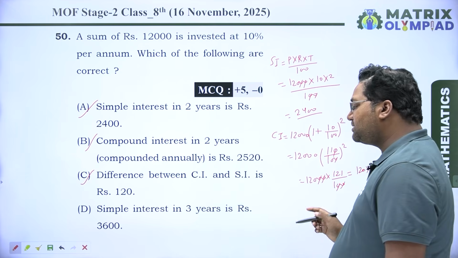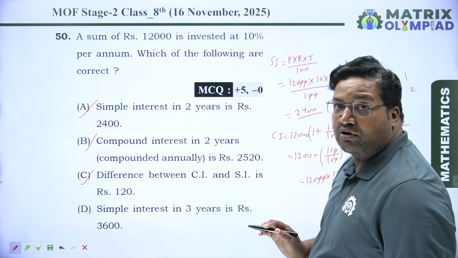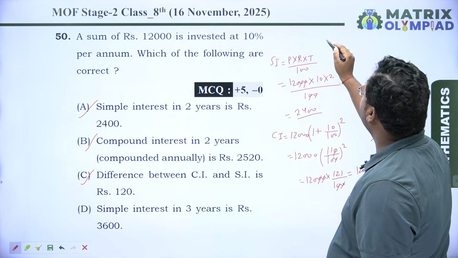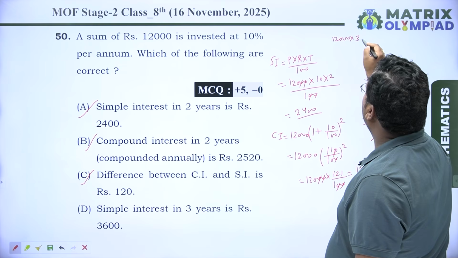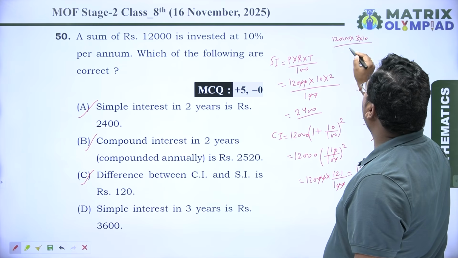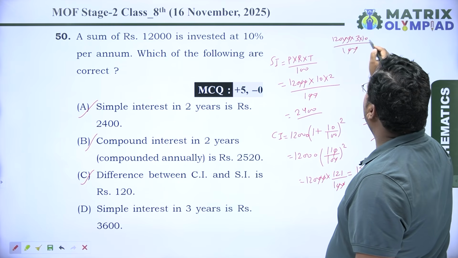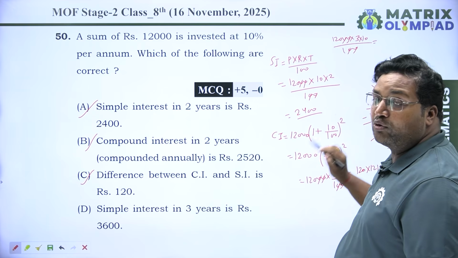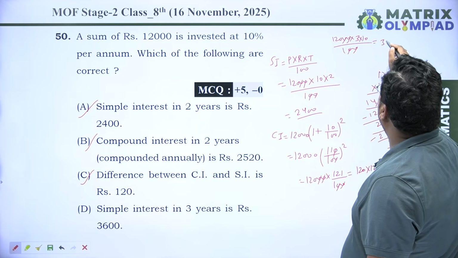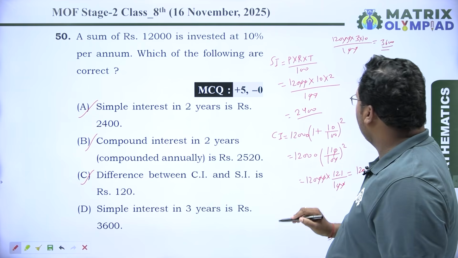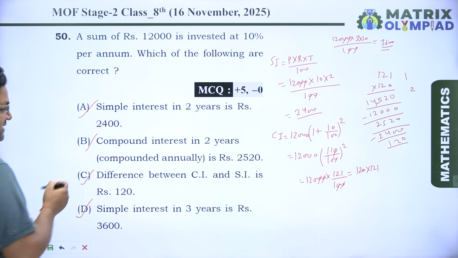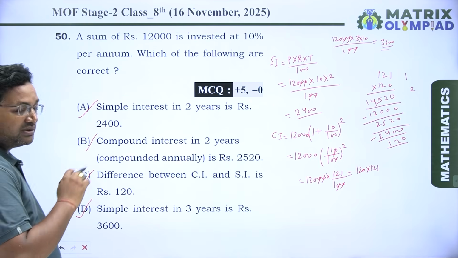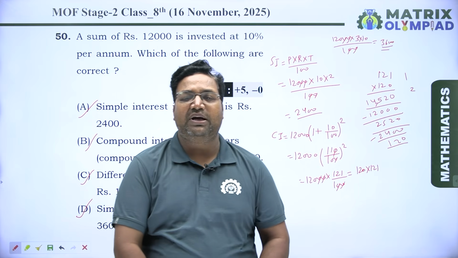Last is, simple interest in 3 years is rupees 3,600. So simple interest in 3 years is 12,000 into 3 into 10 by 100. So these two 0s are cancelled out. So it is 1200 into 3, which is equal to rupees 3,600. It means option D is also correct. So our answer is A, B, C and D. So this is all the solution of the mathematics part.